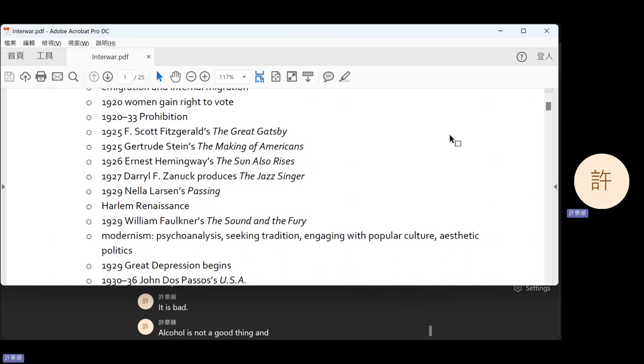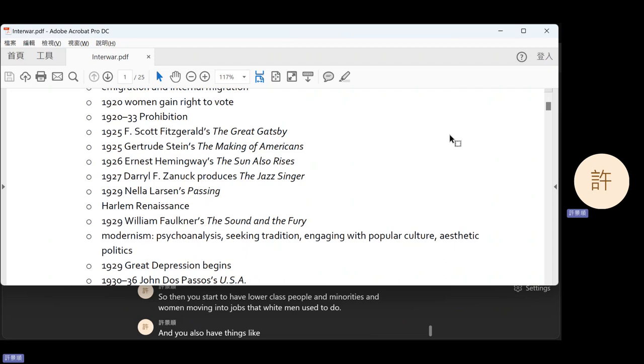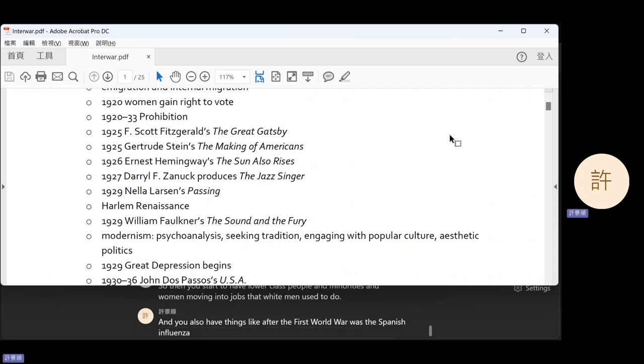And they linked this to many different social problems. So like the First World War, many people died, right? So then you start to have lower class people and minorities and women moving into jobs that white men used to do. And you also have things like after the First World War was the Spanish influenza. There was a huge pandemic at that time.